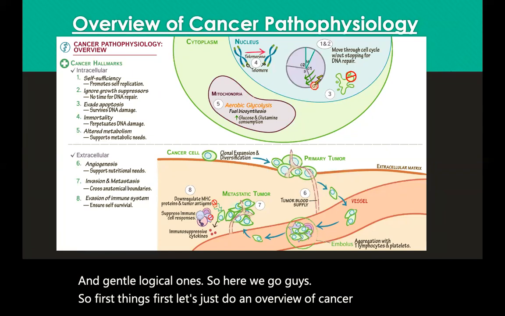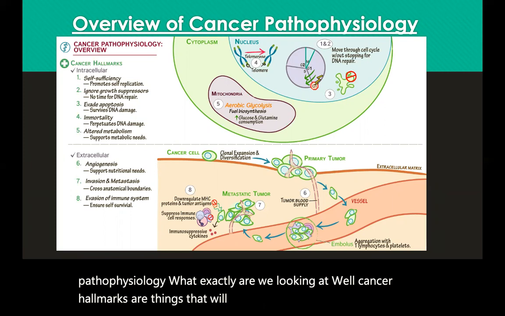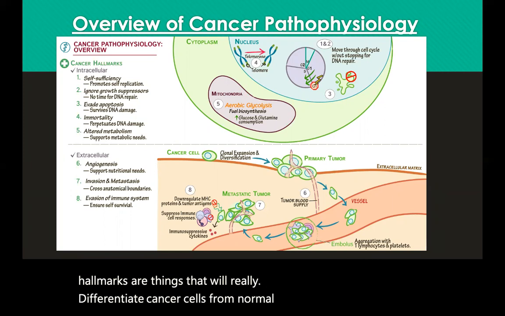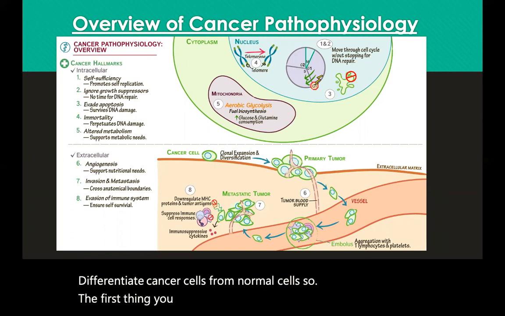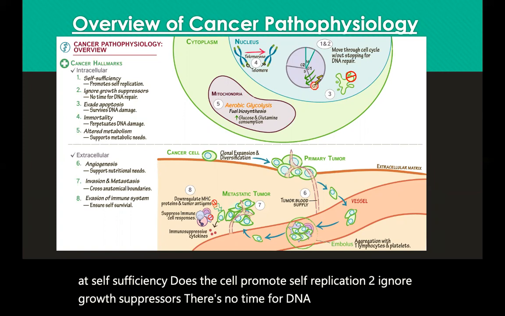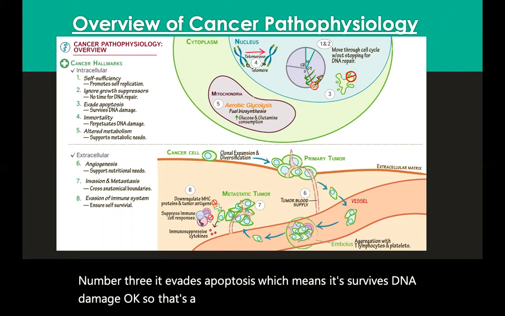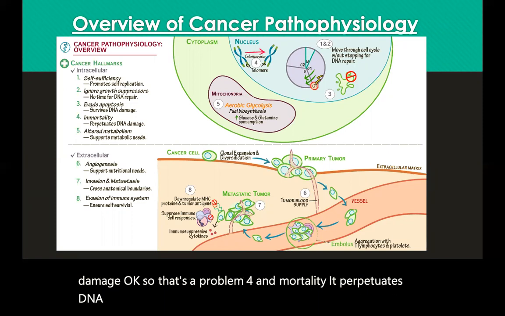What exactly are we looking at? Well, cancer hallmarks are things that will really differentiate cancer cells from normal cells. The first thing you want to look at is intracellular. You want to look at self-sufficiency. Does the cell promote self-replication? Number 2, ignore growth suppressors. There's no time for DNA repair in cancer pathophysiology. Number 3, it evades apoptosis, which means it survives DNA damage. So that's a problem. Number 4, immortality. It perpetuates DNA damage. Number 5, it has altered metabolism.